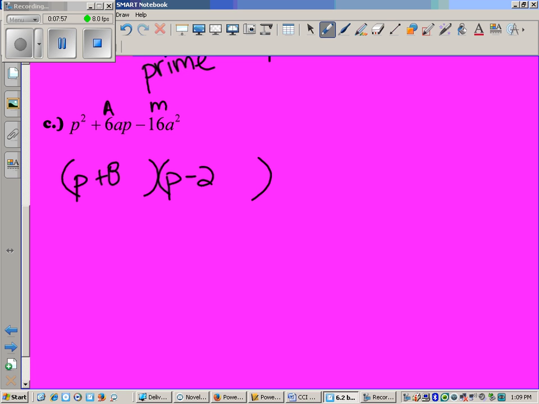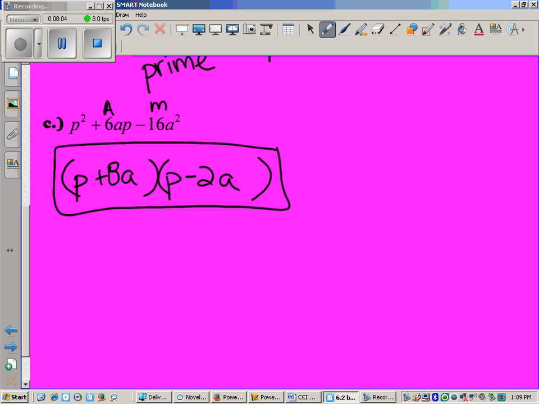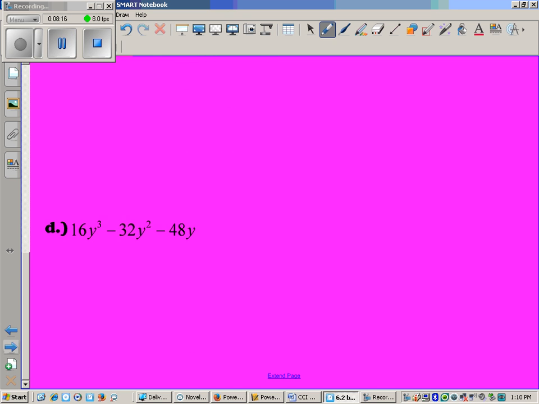So can I take this a squared in the back and break it down to a and a? That's it. That's your factored problem. If you were to FOIL it out, you should end up getting the p squared plus 6ap minus 16a squared. So if you have the squared, you just break them down into the front or the back, depending on where they're at. Let's do one more.